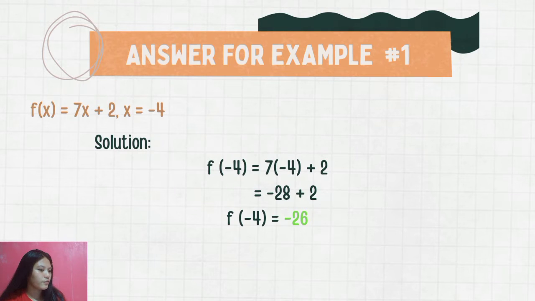Why? Because the rule of integers in addition is different sign: subtract, copy the sign of the bigger absolute value. Since the bigger number is 28 than 2, we will copy its sign and then subtract. So the answer is negative 26. Okay, let's move on to another example.